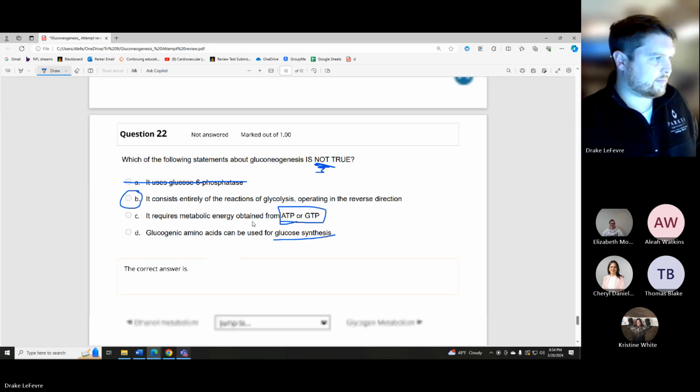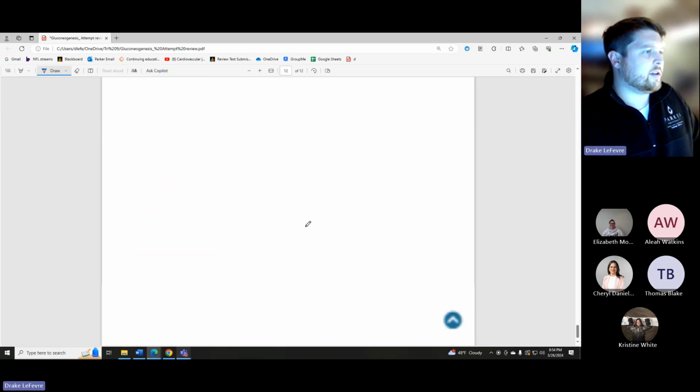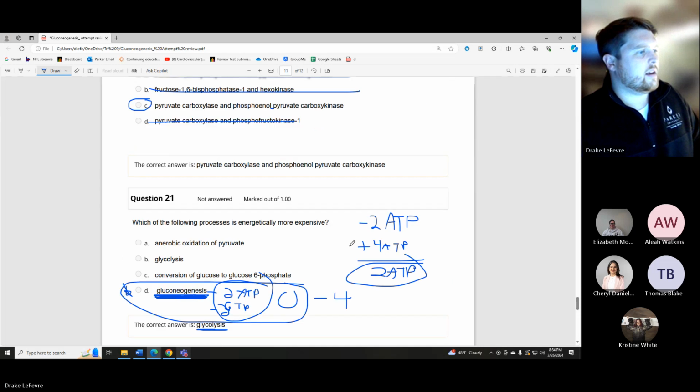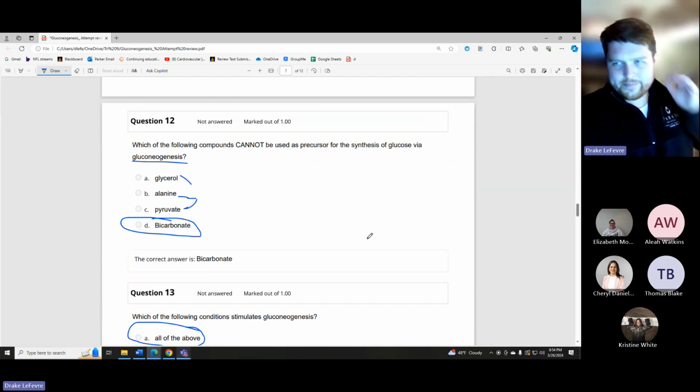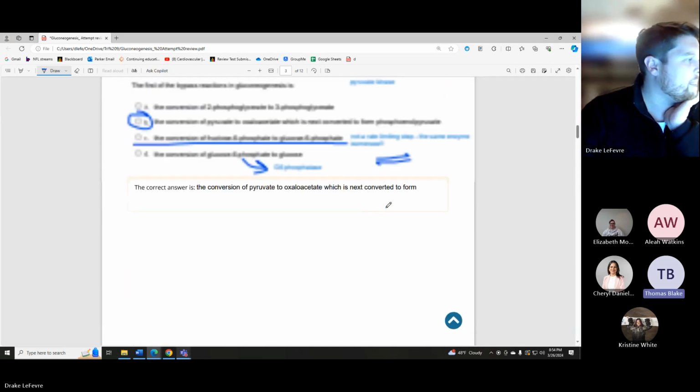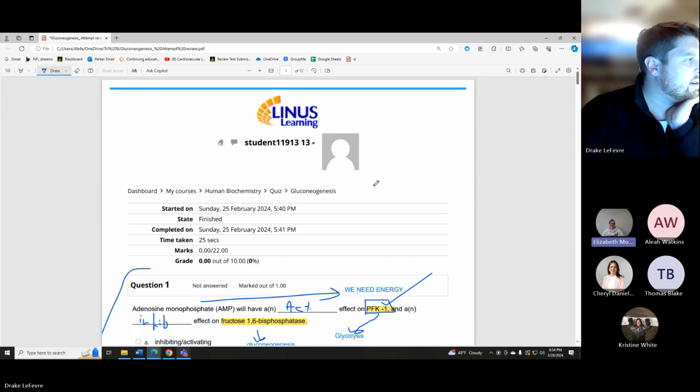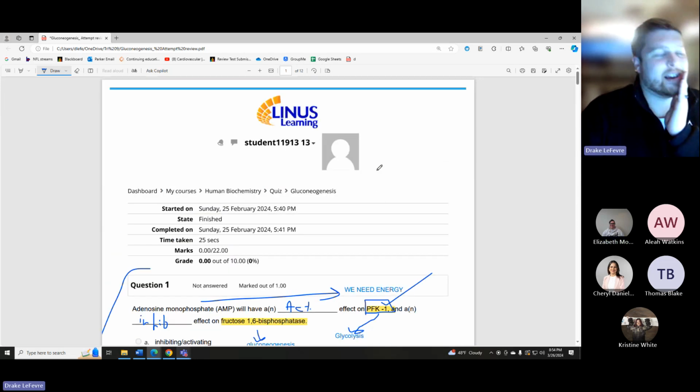Sweet. So gluconeogenesis. How do we feel about gluconeogenesis? Not too bad, right? Not so bad. Yeah, it's not too bad as long as I remember glycolysis. Yeah, go back, review glycolysis.